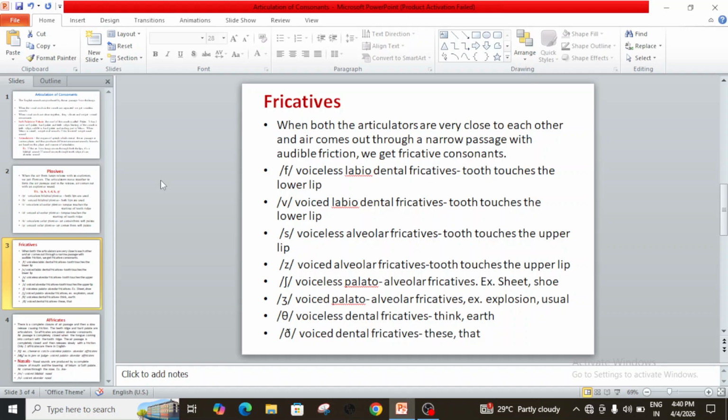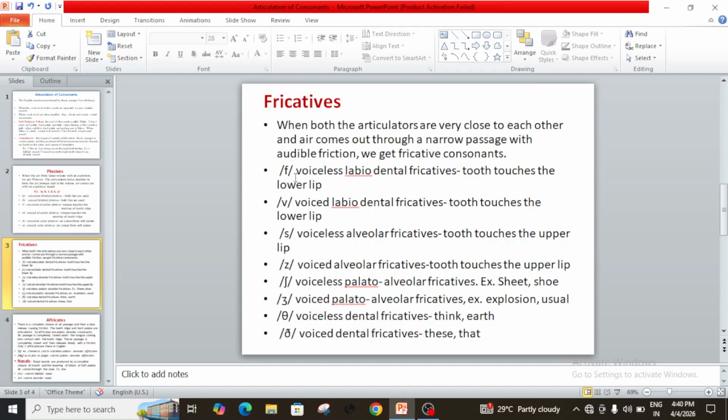When we say the sound F, we feel that the lower part of the teeth is touching the upper lip. So both the articulators are coming very close together, and air comes out through a very narrow passage. F. When we say F, air comes through a narrow passage. So such kind of consonant sounds are called fricatives.